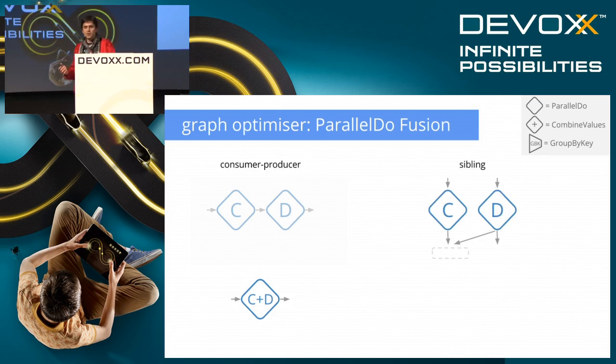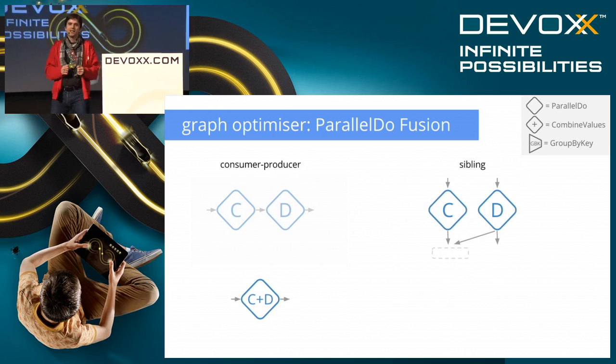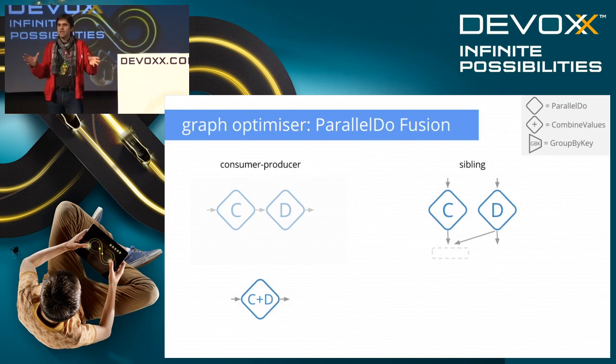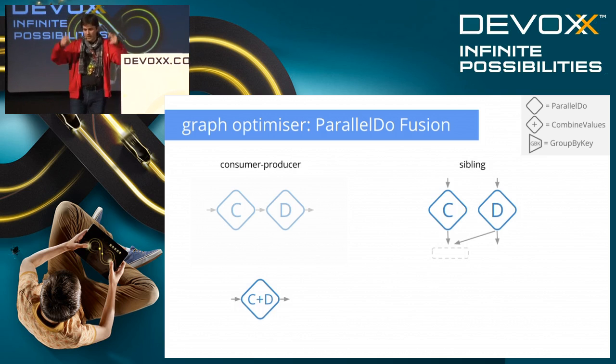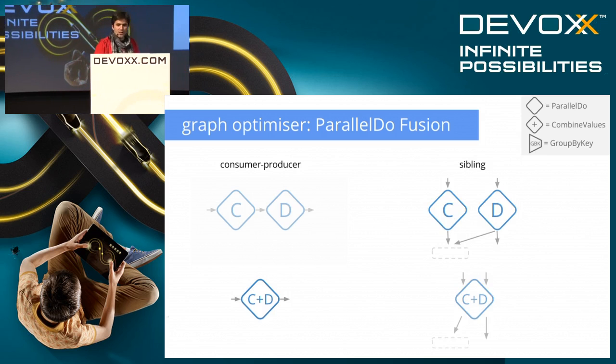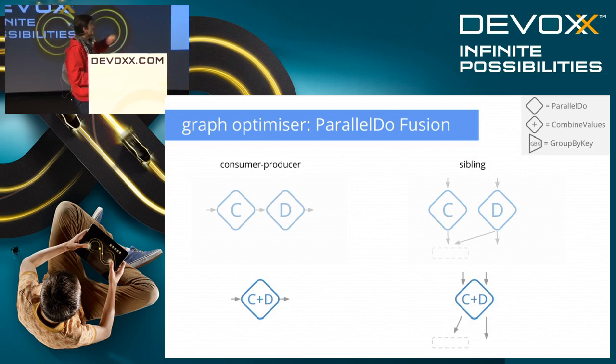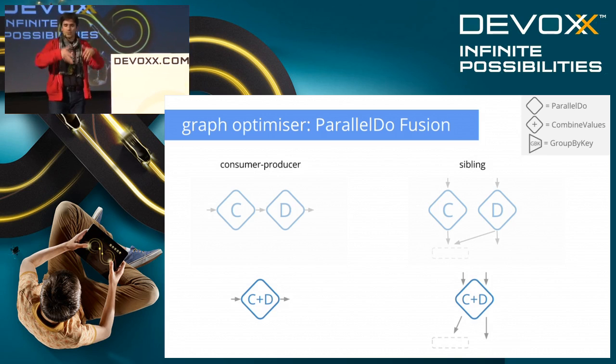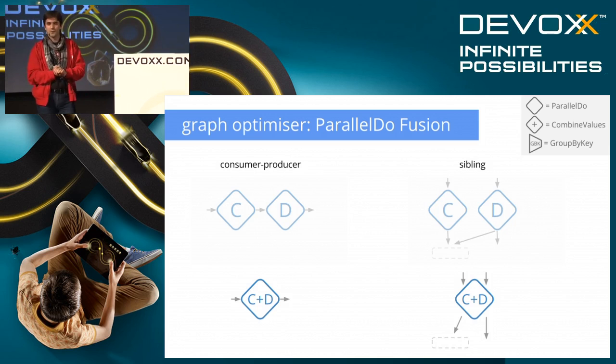The same actually works for sibling parallel do's. I'm slightly generalizing what my parallel do can do. It can have multiple inputs. Again, this is a piece of code that is shipped to a remote machine. That machine is perfectly allowed to read two files instead of one. That's fine. So in my graph, if I have sibling parallel do's, I can merge them together and create a parallel do that has multiple inputs and multiple outputs.